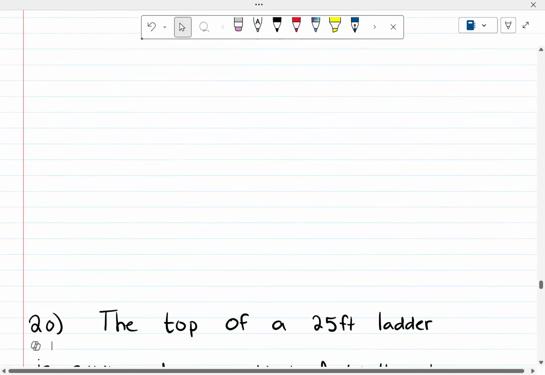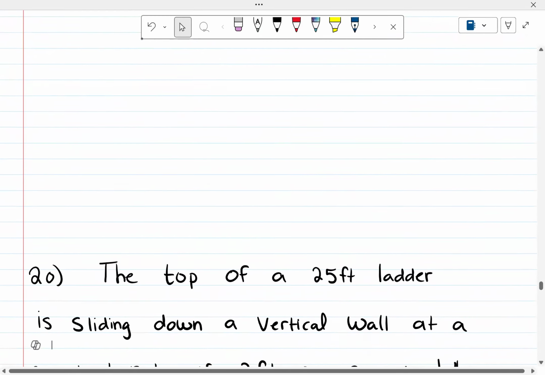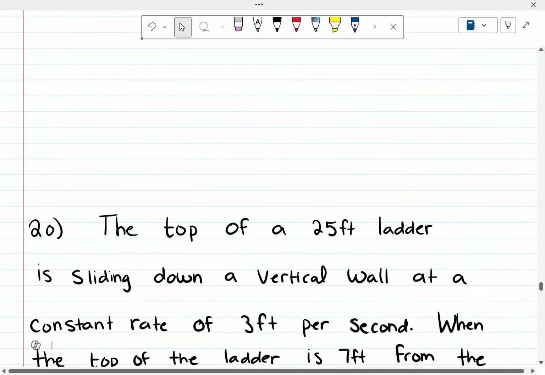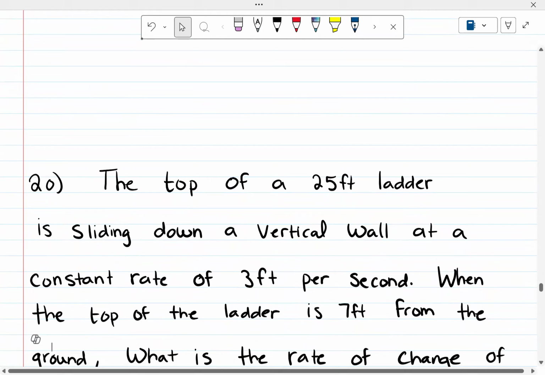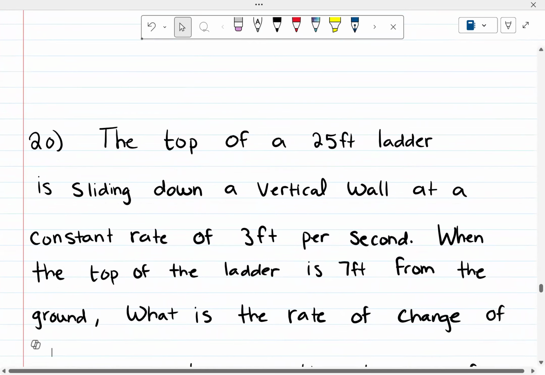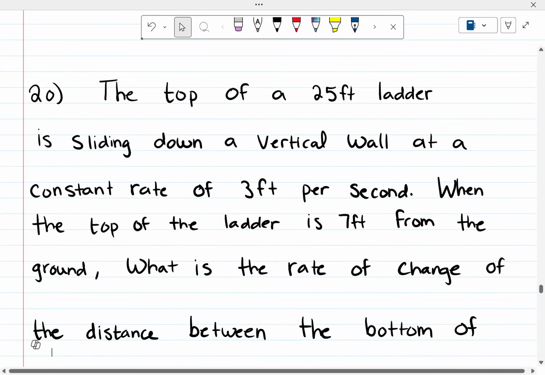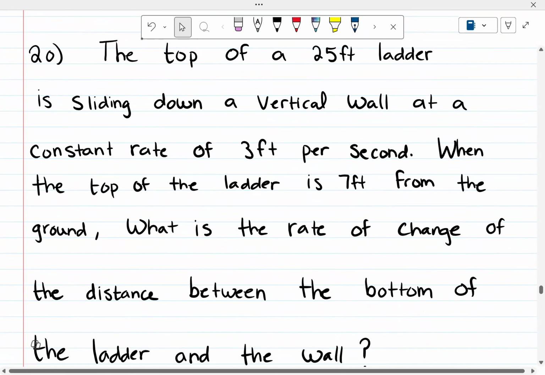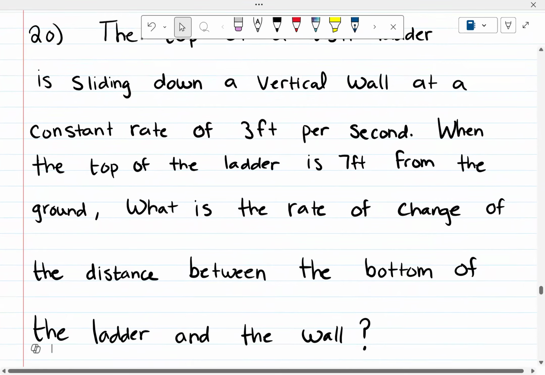So let's do 20. The top of a 25-foot ladder is sliding down a vertical wall at a constant rate of 3 feet per second. When the top of the ladder is 7 feet from the ground, what is the rate of change of the distance between the bottom of the ladder and the wall?